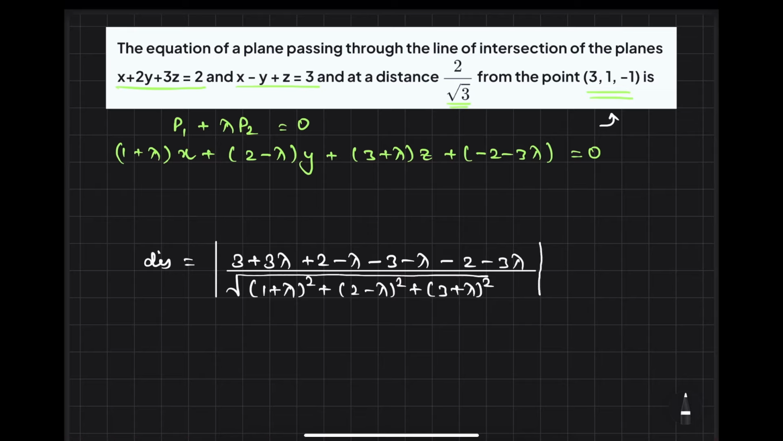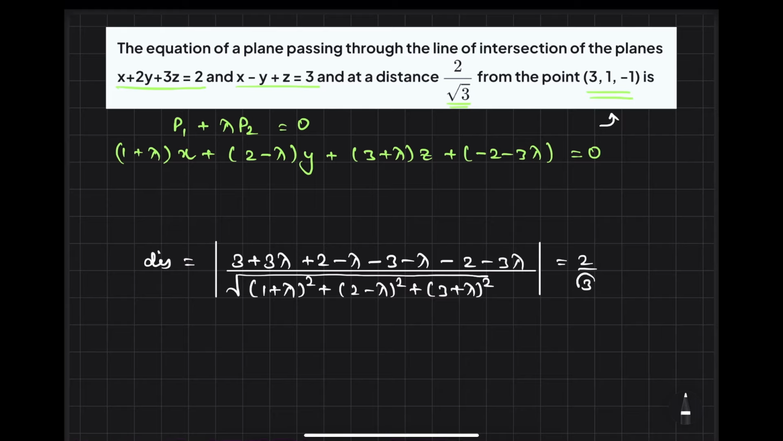So according to us distance is this, but according to them distance is 2 by root 3. I put mod because the distance will be positive. If this value gives a negative answer, still the distance will be positive only. Okay, now, do you have any idea by which you can get rid of this mod as well as root? Yes, squaring both sides. So do the squaring on both sides.